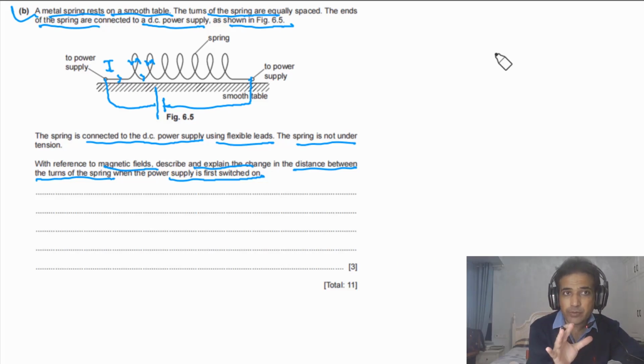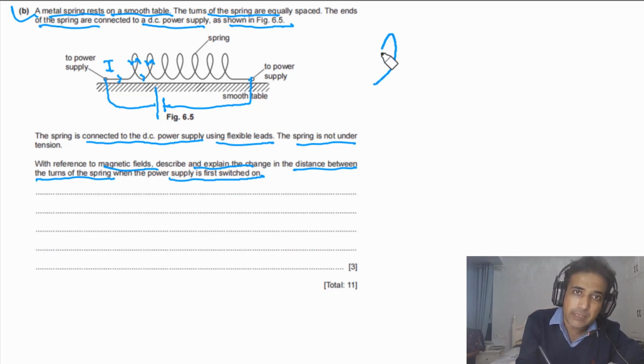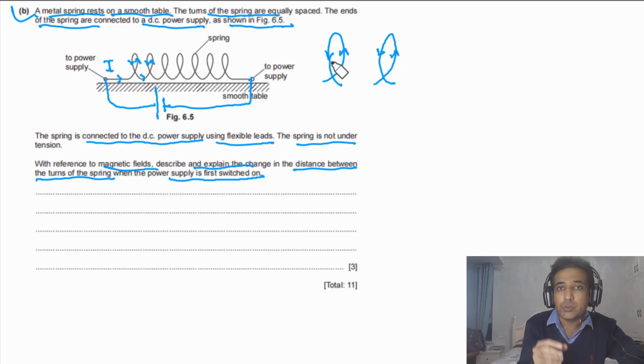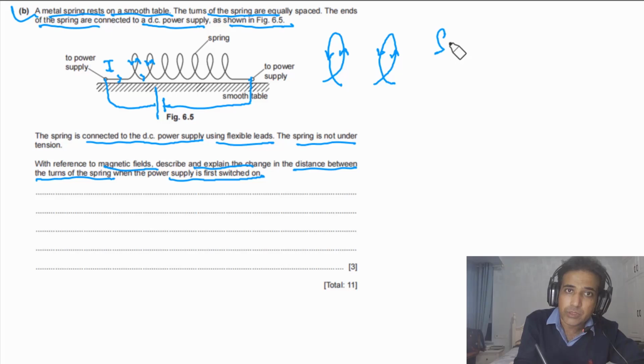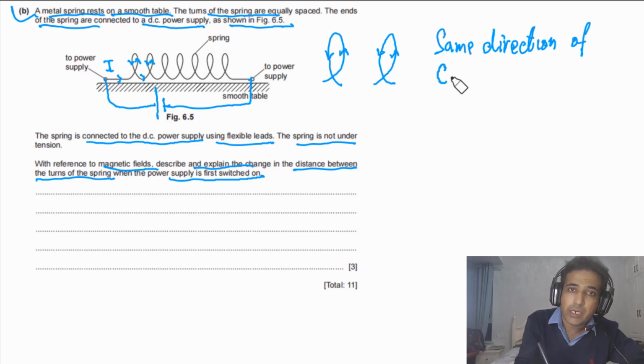So one thing you can see from here, current in each coil flows in the same direction. If we simply draw one turn here and another turn here, you can see current here is up, current here is down, current here is up, current here is down. So current is in the same direction in each turn, or simply you can say in each coil.